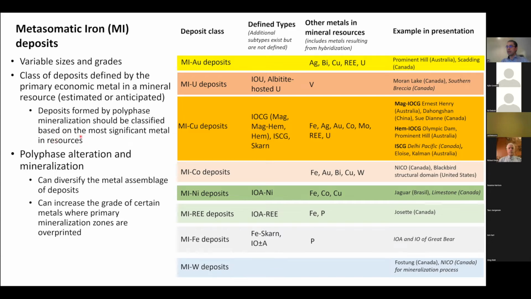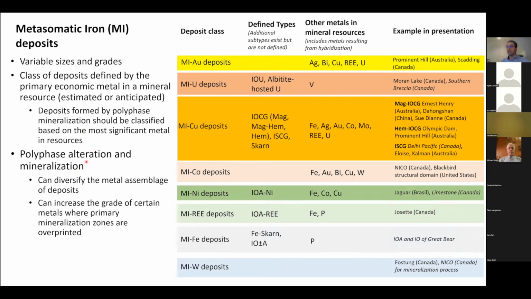Polyphase alteration and mineralization, though, is generally a very good process. So it's good to see that in a geological province, because this can really diversify the metal assemblage of the deposits. For example, if a metasomatic iron cobalt deposit is overprinted by an event that can form metasomatic iron copper deposits, so for example, IOCG magnetite group type mineralization, then instead of having cobalt and gold, we can start having cobalt, gold, and copper. But then the classification really depends on which metal remains prevalent in the mineral resource.